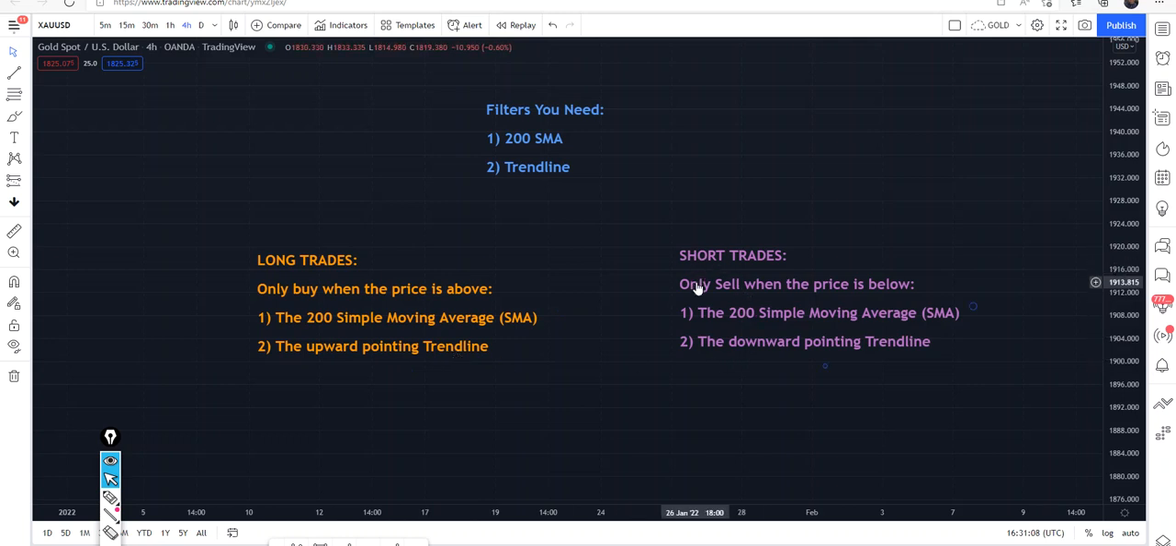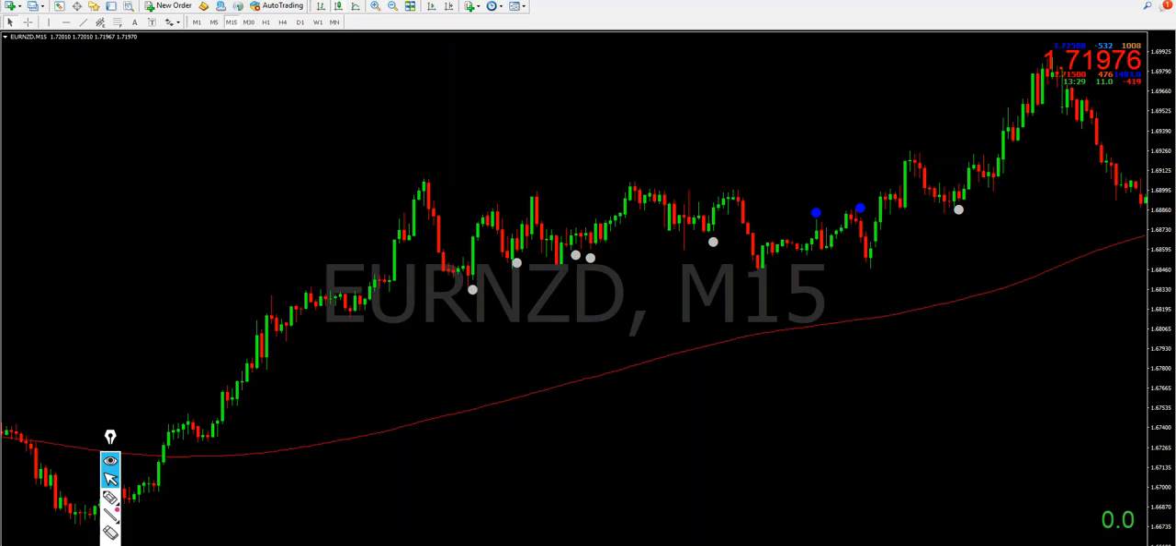If you are selling, if you're taking a short position, only sell when the price is below the 200 SMA and below this. So you are selling, it has to be below these two filters. If you're buying, it has to be above them. So let's go back. So you can see I already have that there.